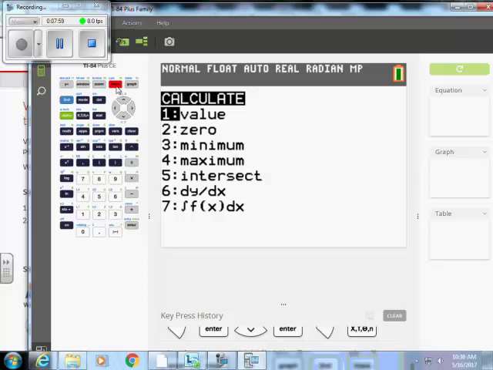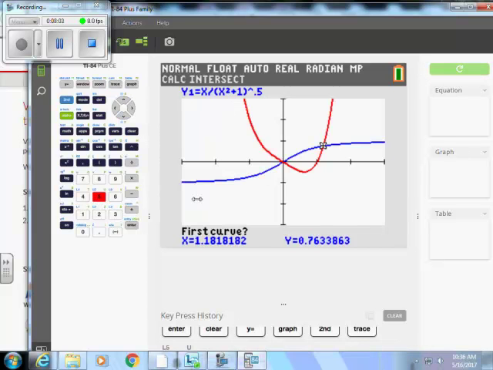So I go to second, calculate. I go to the intersect command, 5. I'm on the first curve, which is the blue curve. I'm going to go to the left of where I want to intersect. And then on the red curve, I'm going to go above. I'm going to scroll until I get past, because I want to make sure it picks this intersection point and not that intersection point. Hit enter. It asks me to guess. And there it is. It's saying it's 1.1800, and so on.